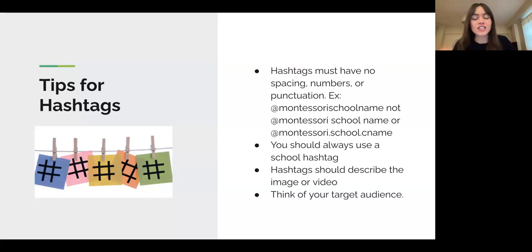For the rest of the hashtags of a picture, just think about it as a way of describing your picture. For instance, if I'm photographing a child using the pink tower, I would hashtag it with maybe hashtag my school name, hashtag primary Montessori, hashtag pink tower, hashtag Montessori primary child, anything that I can think of that would describe the post or the imagery that the person is seeing. Think of your target audience, what would their interests be, and how would they describe that content?